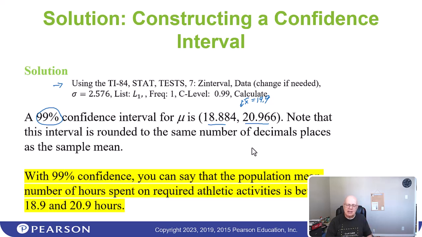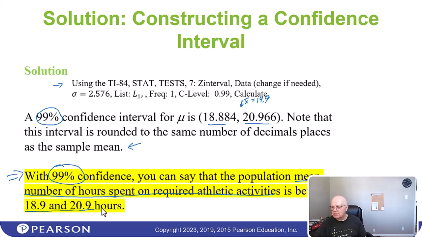Finding the significant digits is another story. If you're really interested in that, you really think you need to know that, see me, I've got some information that I can give you. Again, wording, here's your confidence level. Confidence level of what? Mean of the number of hours spent on athletic activities, and the two endpoints, 18.9 and 20.9 hours.